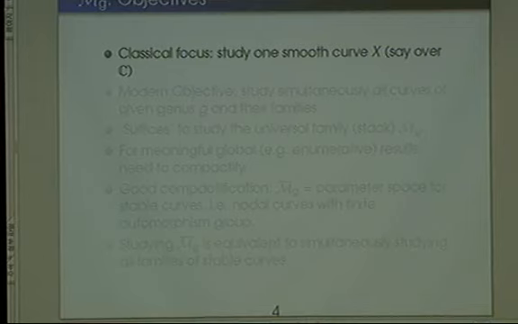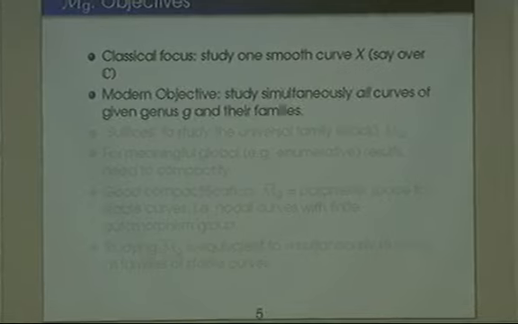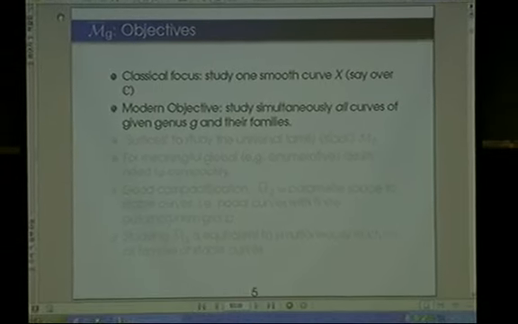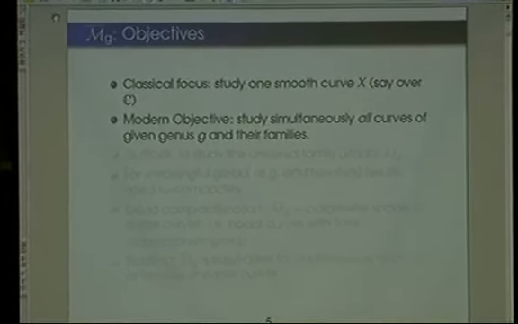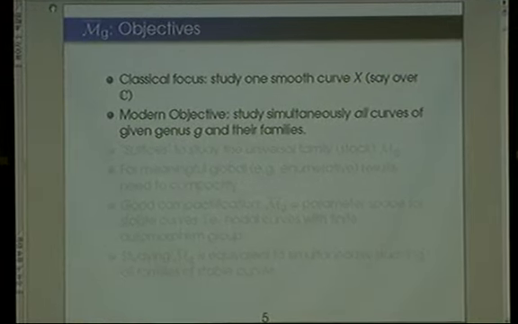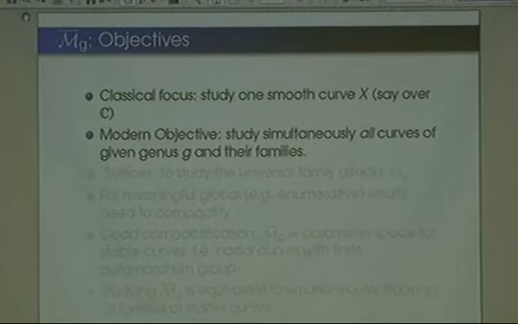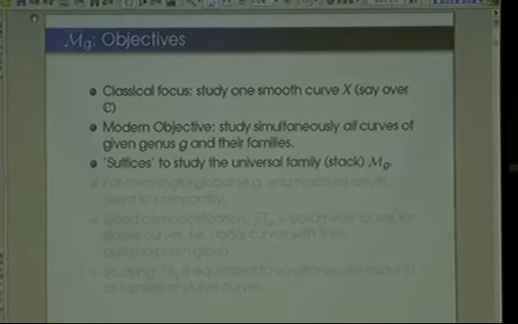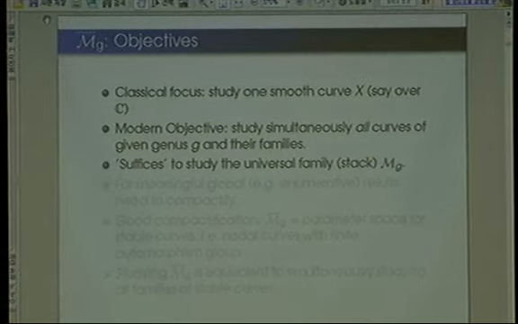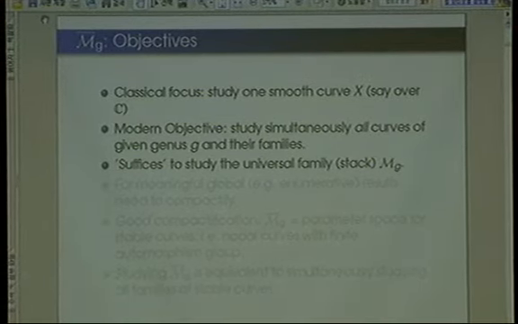A lot of classical algebraic geometry is involved in the study of a single smooth curve, typically over the complex numbers. In more modern times, our perspective has changed somewhat. Because of our success, or the success of others, we've become greedier and want to study simultaneously all the curves of a given genus and families of such. And for this, it essentially is sufficient to study one family.